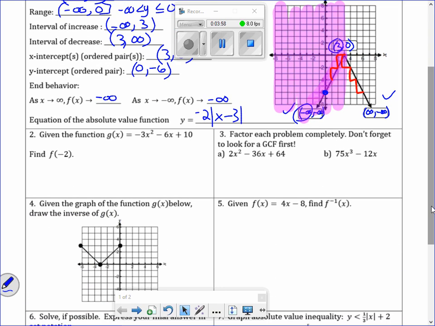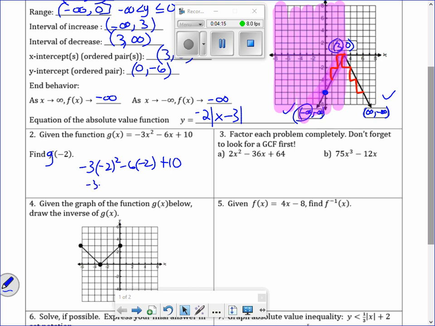So, number 2, f of negative 2. Oopsie, I forgot to put a g right here, so I need to fix that. So g of negative 2, so that would mean I'd have negative 3 times negative 2 squared, minus 6 times negative 2, and then plus 10. So you can pop this right in your calculator, or you can work it out.